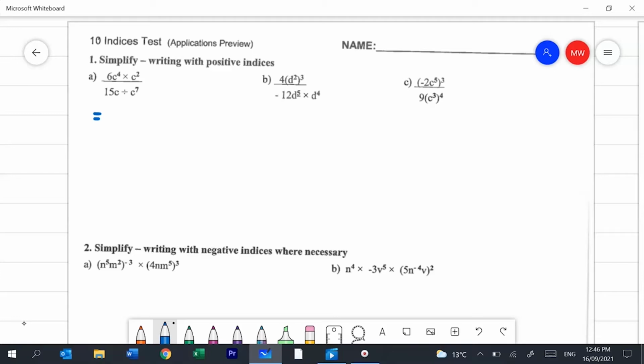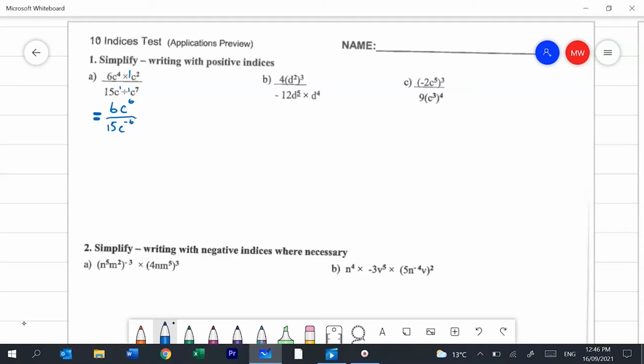So I've got 6 times 1 up here, so there's a little 1 sitting in here, so I've got 6, and then I've got c to the 4 plus 2, which is 6, and that's all going to be over 15 divided by 1, so 15. I'm not messing around with the numbers just yet. And then I've got c to the 1 minus 7, so c to the minus 6 down the bottom down there.